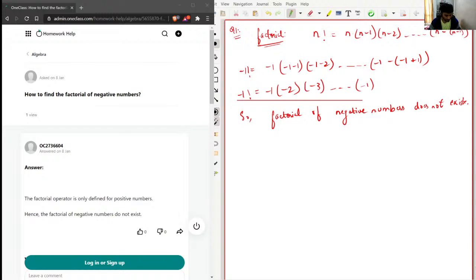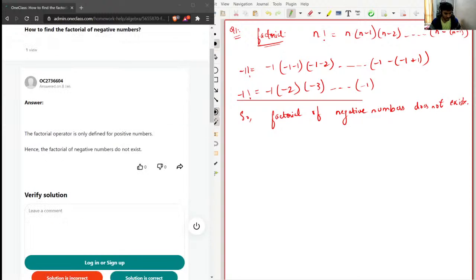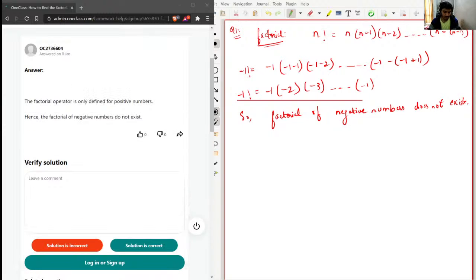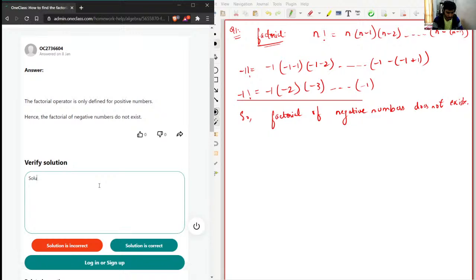If we go to the solution, in the given solution also it is mentioned that the factorial operator is only defined for positive numbers and the factorial of a negative number does not exist. So that is true, and I'll just say the solution given here is correct.